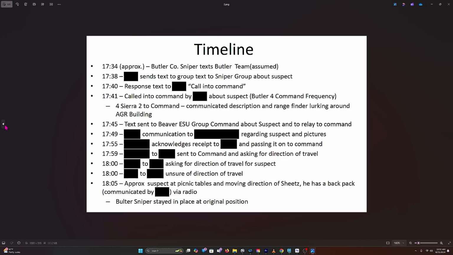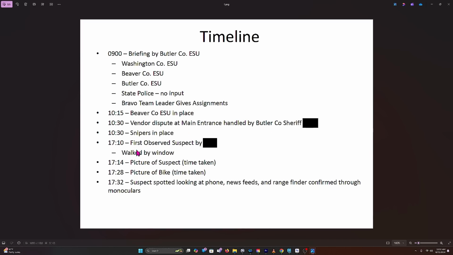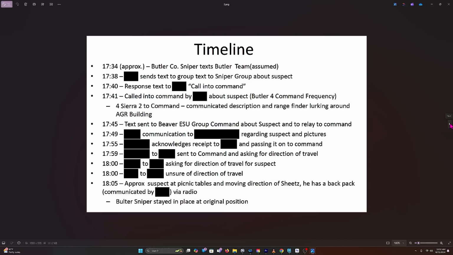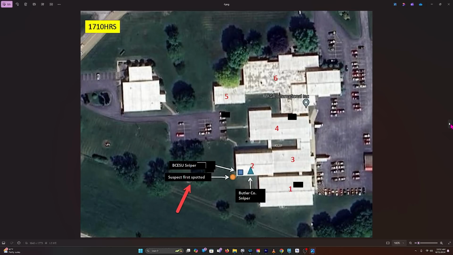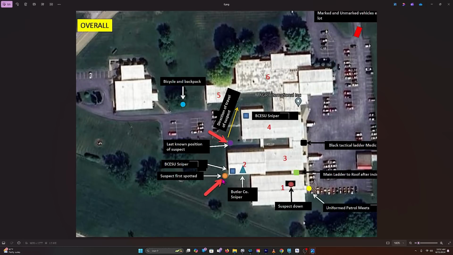Let's go back into that timeline. Right here, yeah, 5:10, first observed suspect. All right, so that's the first time they're saying that they saw him. Suspect first spotted at 5:10. And that's right here, these 2 photographs taken. And then it says right here, suspect first spotted, that's 5:10, and then last known position right here, which is after 5:10, obviously, just given the time frame.